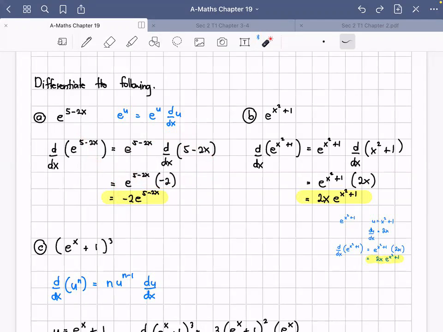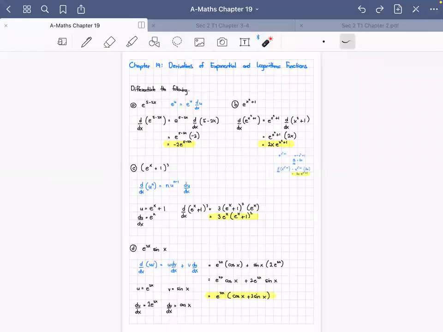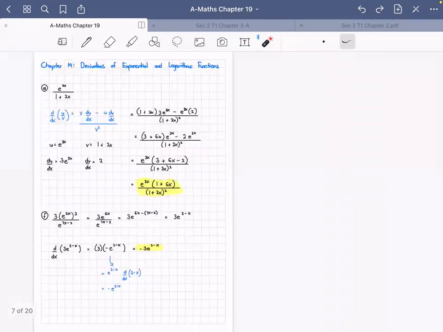However, for letter B, since this is not linear, this is a quadratic, we cannot apply what we did on letter A. So basically, we just need to write this again, and then we get the derivative of x squared plus 1. Simplifying this, we get 2x. So this 2x times e raised to x squared plus 1 is the answer. Anyway, let's move on now, because I cannot discuss everything that we had yesterday because it will take up too much of our time.